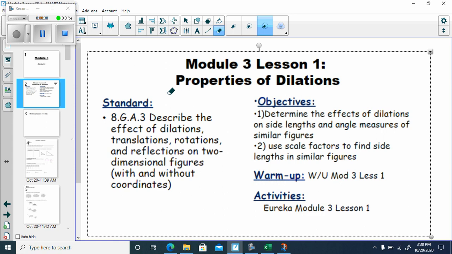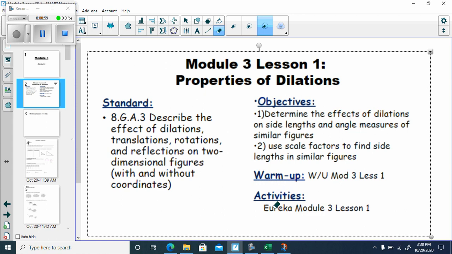We're going to look at that, though. We're going to start out with properties of dilations. The standard is 8.G.A.3. We're going to describe the effects of dilations. Now, we've already done translations, rotations, and reflections in Unit 2. But we're looking at the effects of dilations on two-dimensional figures with and without coordinates. The objectives here are to determine the effects of dilations on side lengths and angle measures of similar figures, and to use scale factors to find side lengths in similar figures.